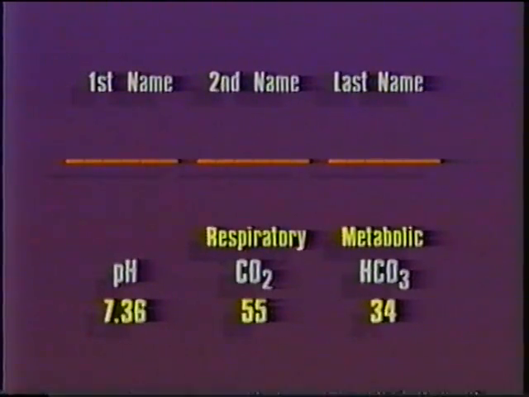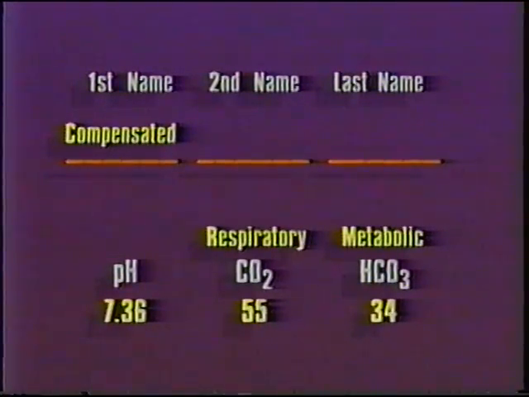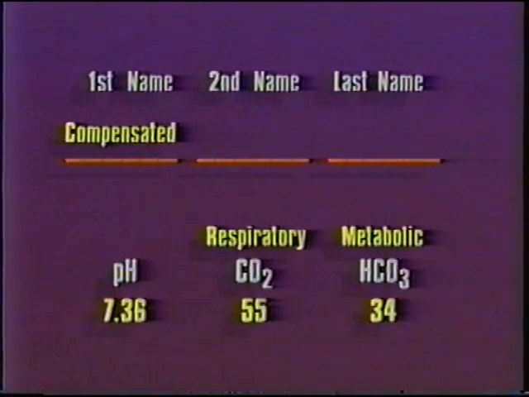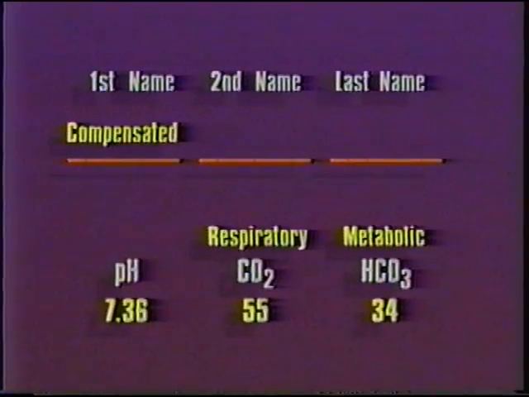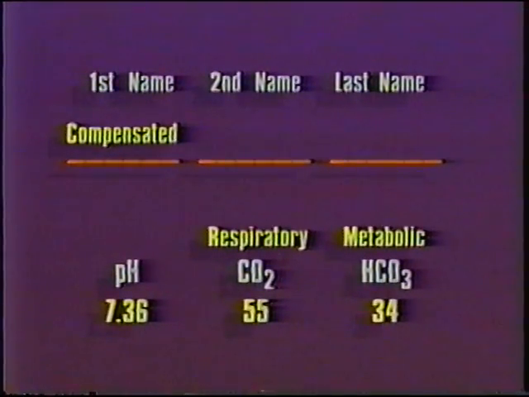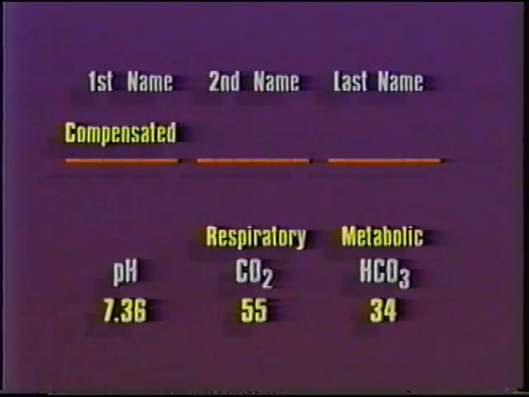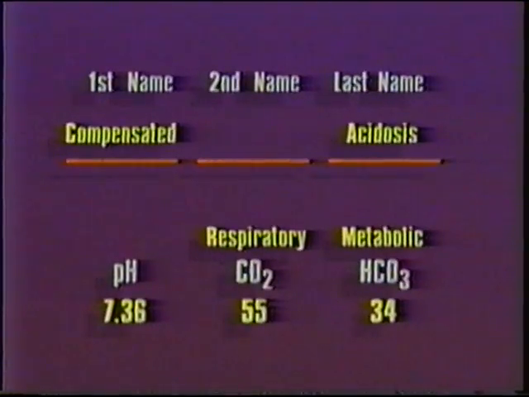In the next set of values, the pH is 7.36. Is that normal or not? Yes, it's normal, so write compensated for the baby's first name. Now, because this is in the normal range of 7.35 to 7.45, it's not actively either acidosis or alkalosis. However, it is much closer to the acidotic side of normal at 7.36. The body compensates, but it very seldom overcompensates. So because the pH is on the acidotic side at 7.36, the baby's last name is acidosis.